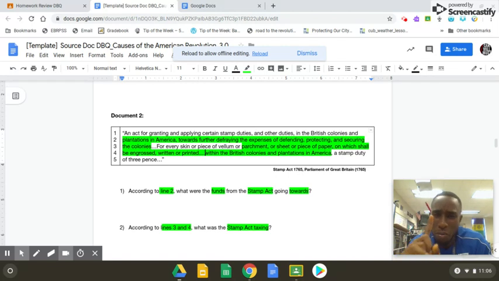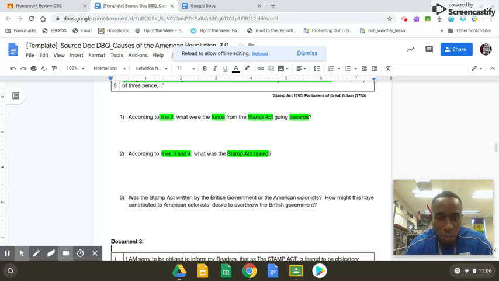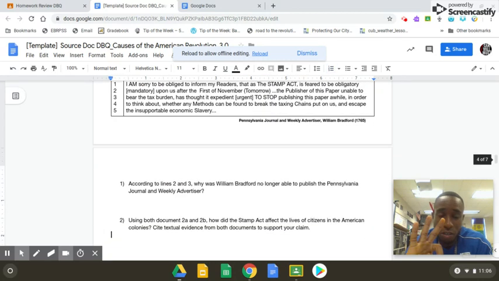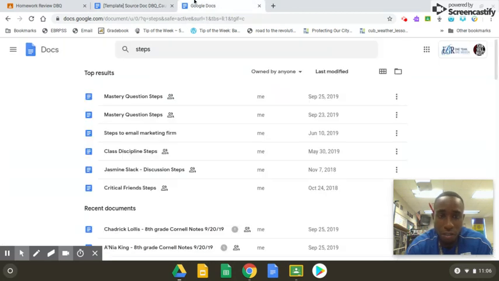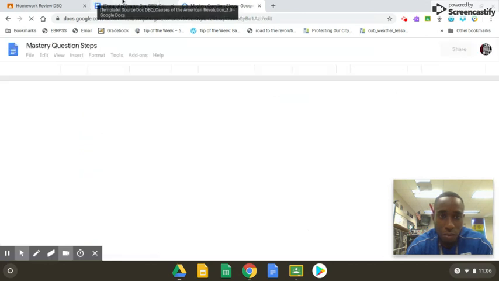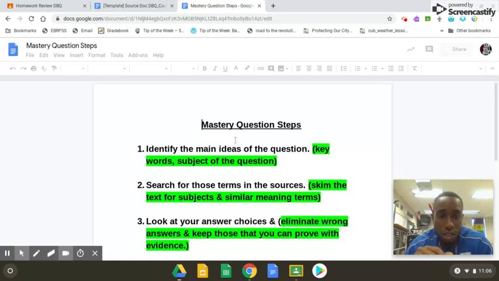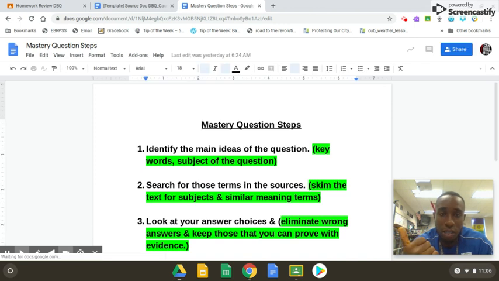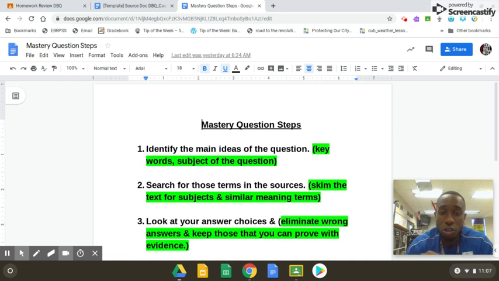I'm going to go through maybe one more, and then I'm going to let you all take it the rest of the way. But I'm just pointing out some key things and what we need to be looking for following those 3 steps. I think the 3 steps came up eventually. Mastery question steps. There we go. Found them. Those are the 3 steps, you guys. Identify the main ideas of the question, keyword, subject of the question. Second step, search for those terms in the sources, skim the text for subjects and similar meaning terms. And thirdly, look at your answer choices and eliminate wrong answers and keep those that you can prove with evidence.